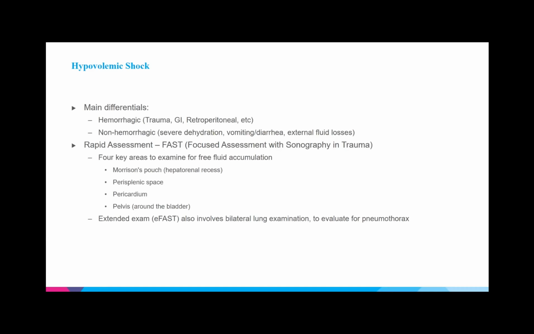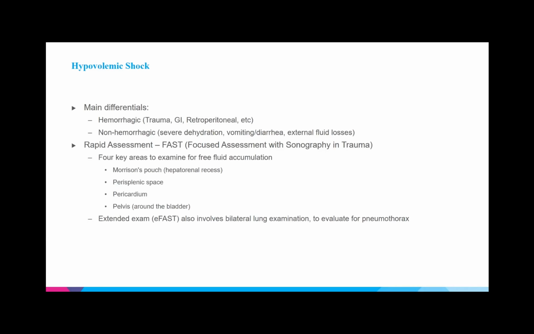And so classically, this is evaluated, especially in the ED setting, using the FAST exam. FAST stands for Focused Assessment with Sonography and Trauma. And really the 4 key areas to examine all assess for free fluid accumulation. So you're looking in the Morrison's pouch, which is the hepatorenal recess, on the right. And then you also want to look at the perisplenic space, which is on the left.